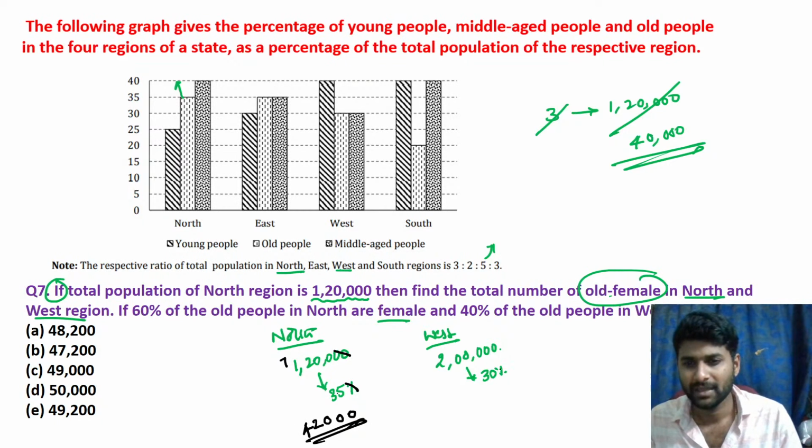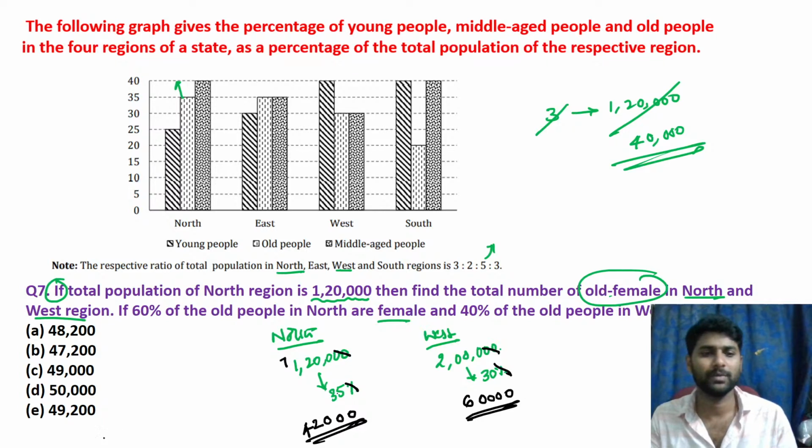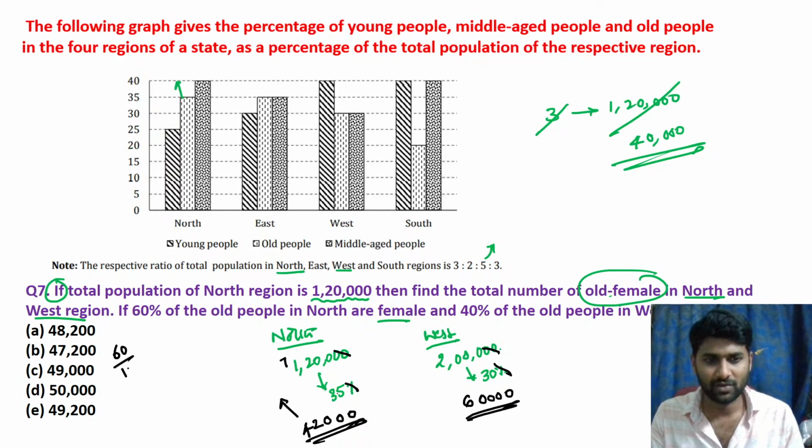Old people. Again 30%, double zero cancel. So we are left with three zeros, one more zero, 60,000. So those are the old people. Out of all old people, you have to identify the female ones. So female we have 60%. See, 60% of 42,000.